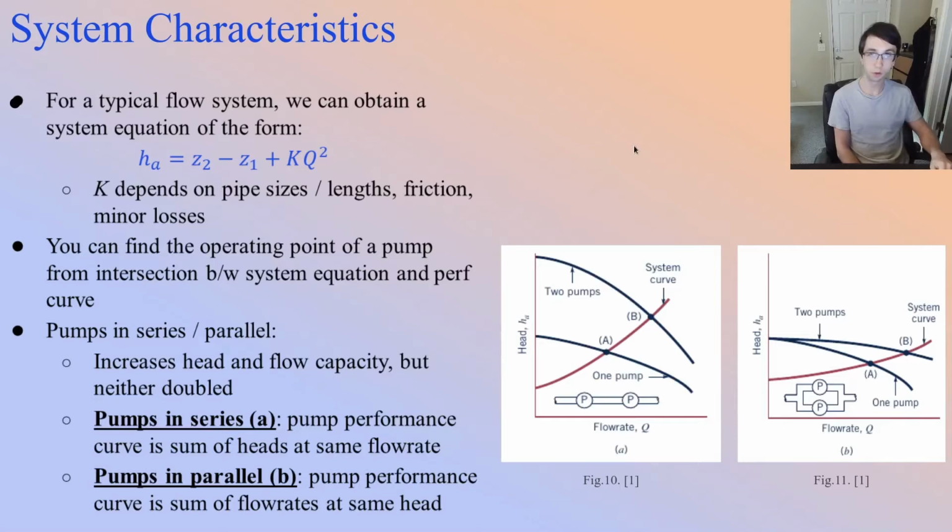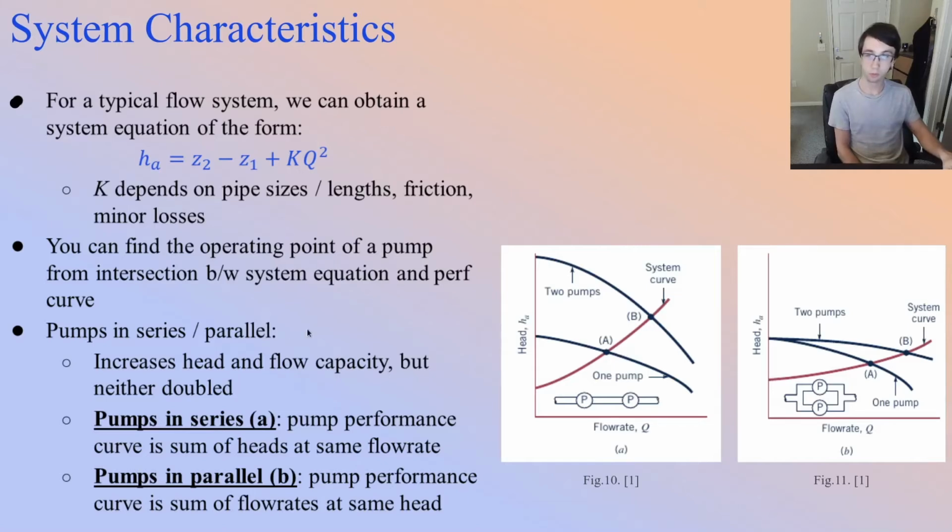Now some system characteristics for a pump. For a typical flow system, we can obtain a system equation of this form, where the K depends on the pipe sizes or lengths, the friction, or any other minor losses that we can account for. We can find the operating point of a pump from the intersection between the system equation and the performance curve. So see here we have a system curve, and these two black lines are the performance curves, and these intersections A and B are the optimal operating points of these pumps.